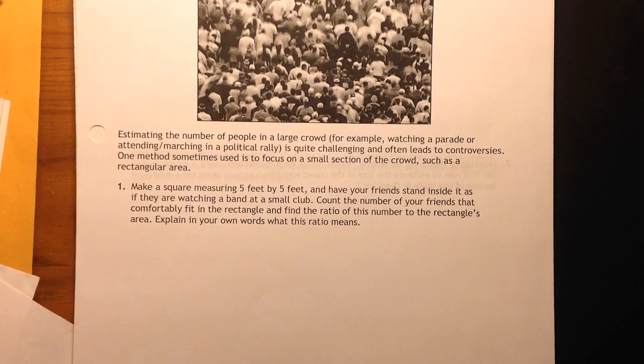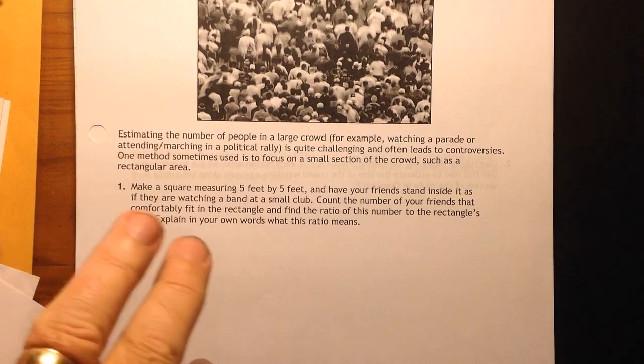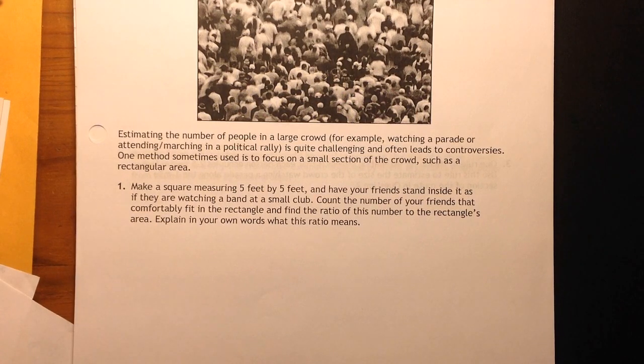Okay, so we are looking at student activity sheet 1 for our second unit, which is a unit on numerical analysis. So here's what I normally do. I'm just going to read through this. Estimating the number of people in a large crowd, for example, watching a parade or marching in a political rally, is quite challenging and often leads to controversies. One method sometimes used is to focus on a small section of the crowd, such as a rectangular area.